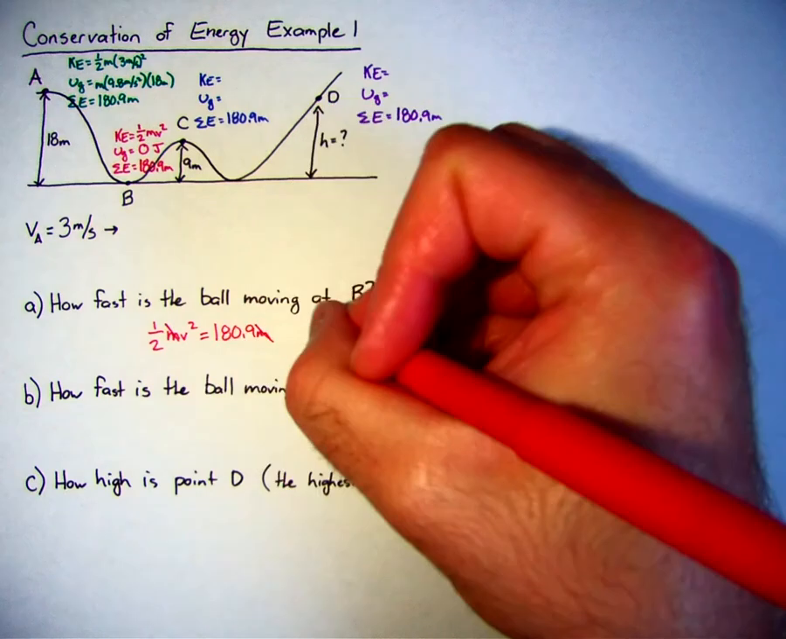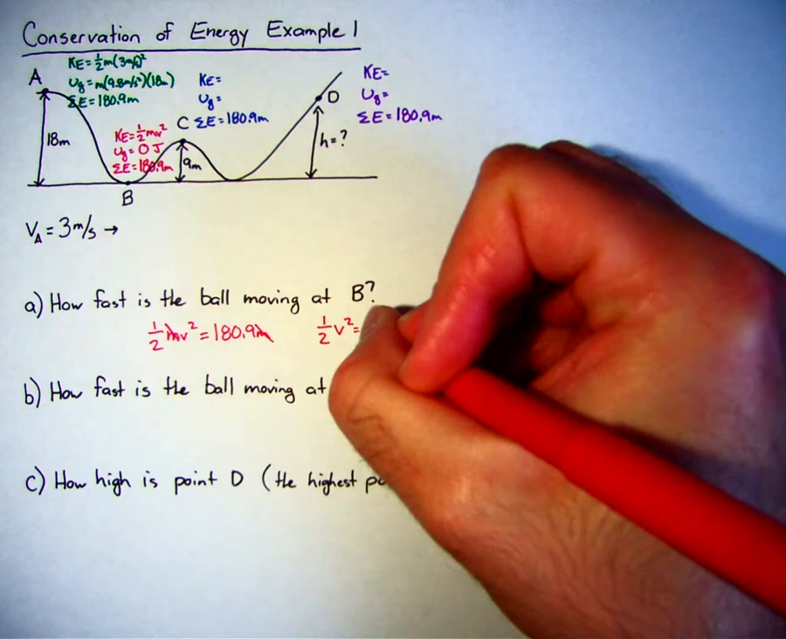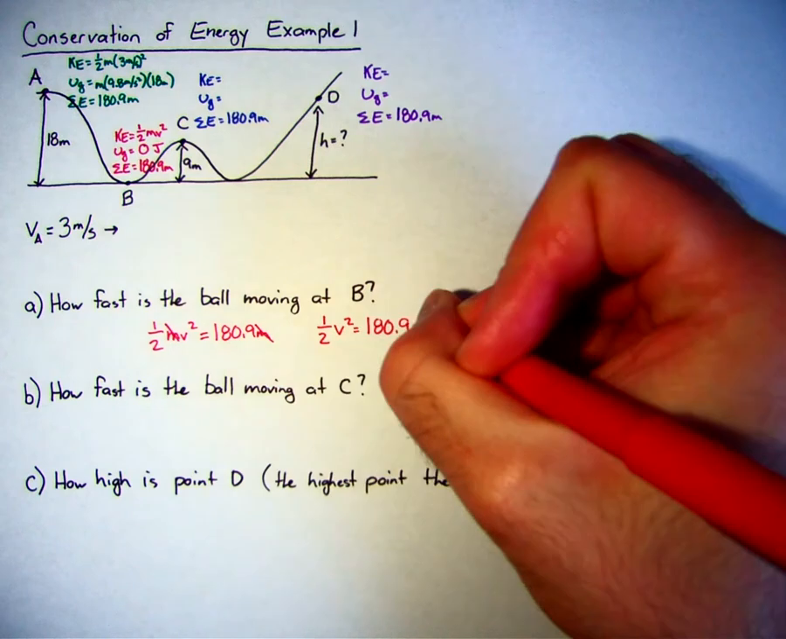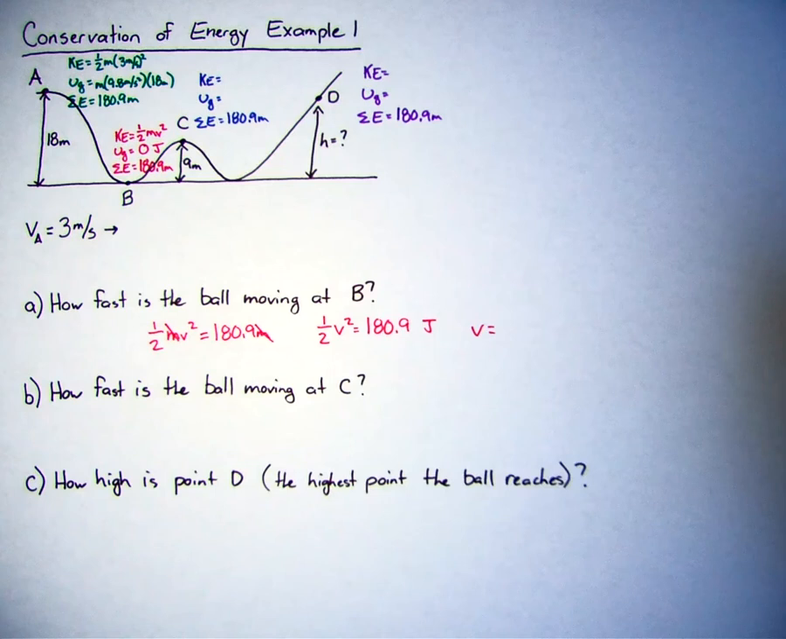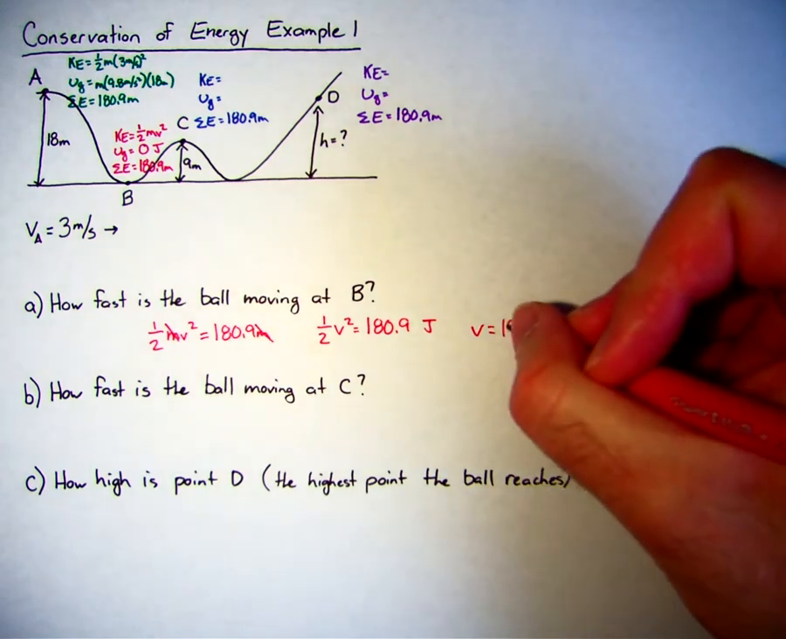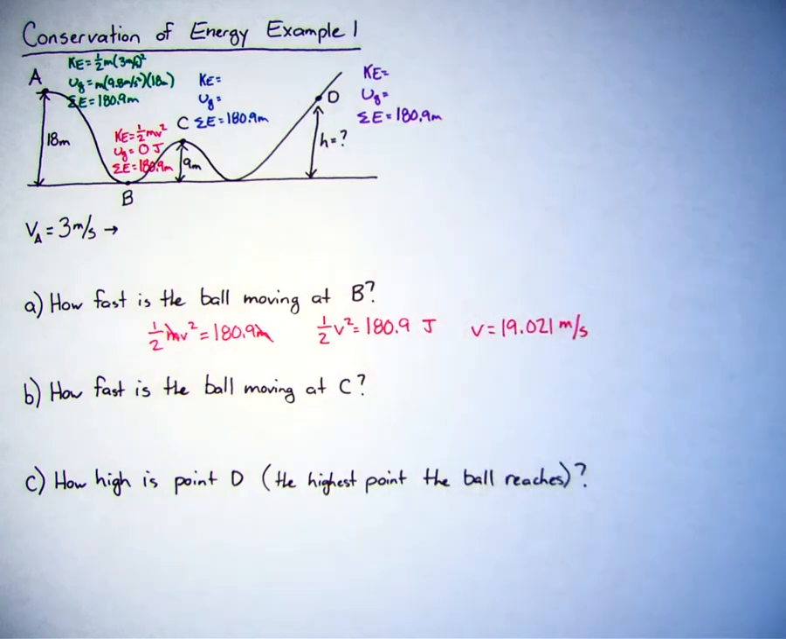So that means that 1/2 v squared equals 180.9 joules. So I can actually figure this out just by taking 180.9 times 2 and then taking the square root of that. And that's going to give me my velocity at that point, which is 19.021 meters per second. So even without the mass, I was still able to figure out the velocity at that point. Now comes the next point.